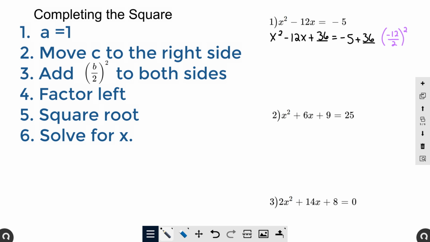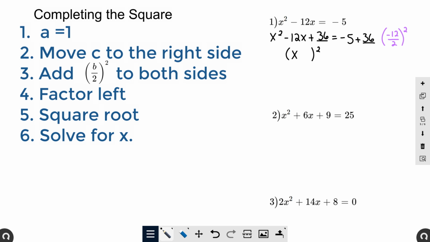Now we're on to step 4, which is factor the left side. So this is a short trinomial. So we figure out what multiplies to be 36 and what adds to be 12. Well, what multiplies to be 36? 6 and 6, right? And what is 6 plus 6? 12. So this can factor to the same two numbers with something squared. So what goes right here is 6.